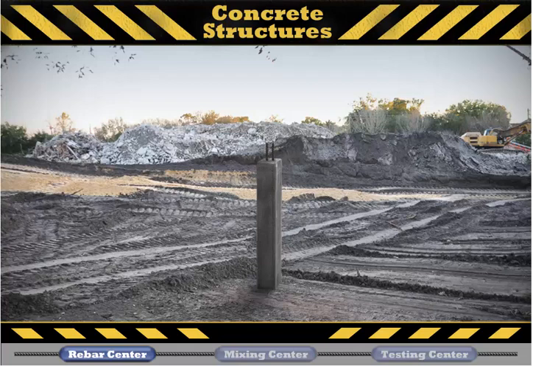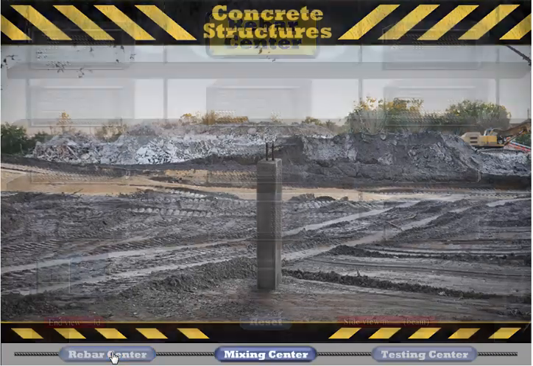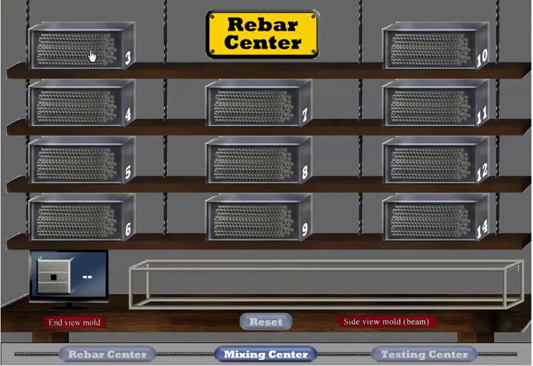Your first step in the simulation is to visit the Rebar Center and decide if you want to add any metal to your concrete beam. To do this, click on the Rebar Center icon at the bottom of the screen. If you do not want to add rebar, click on the Mixing Center icon at the center point of the screen. If you do want to add rebar, click on a given size of rebar and drag the bar to the concrete form on the bottom of the screen.